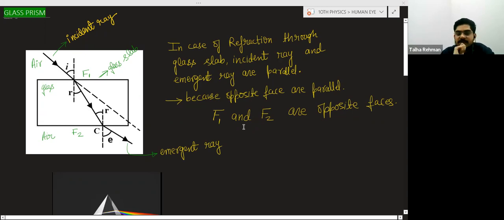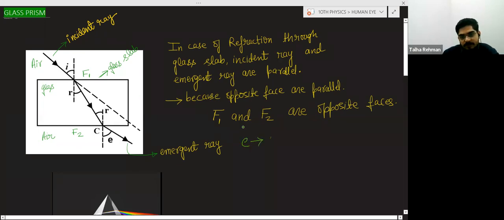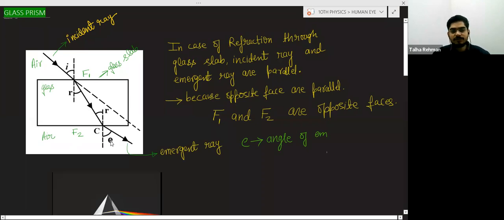Okay, now what is E here? E is the angle of emergence. Emergence means light is emerging out from the glass. So that is why this angle is known as the angle of emergence.